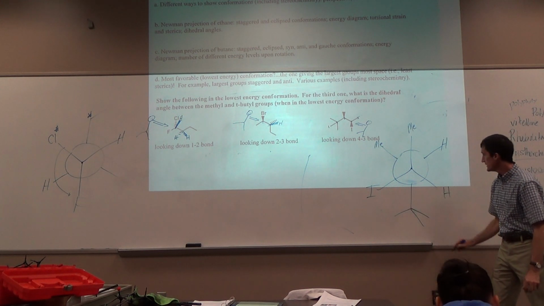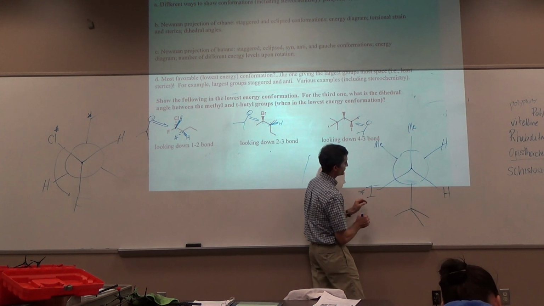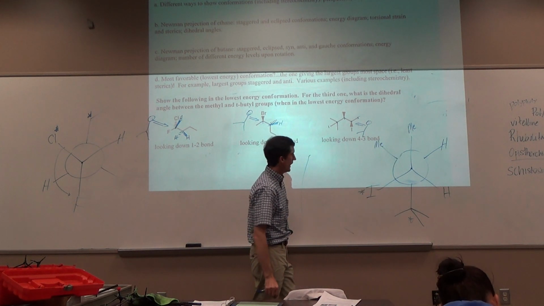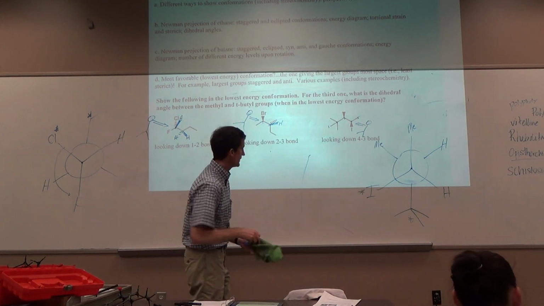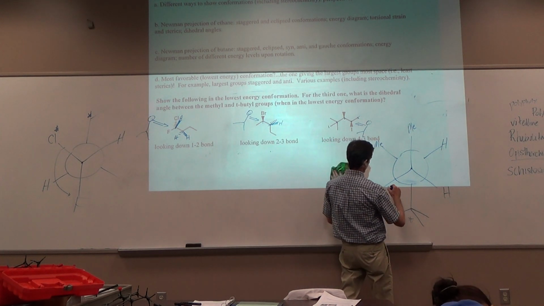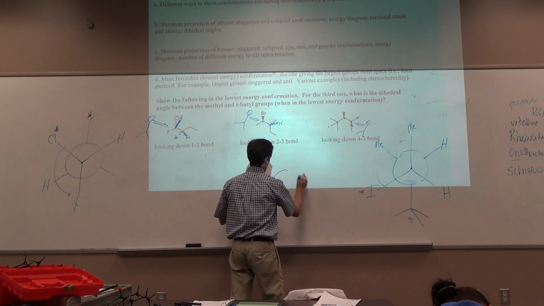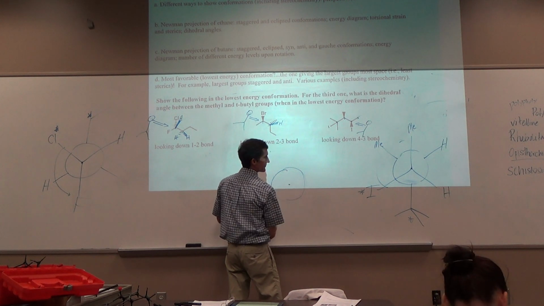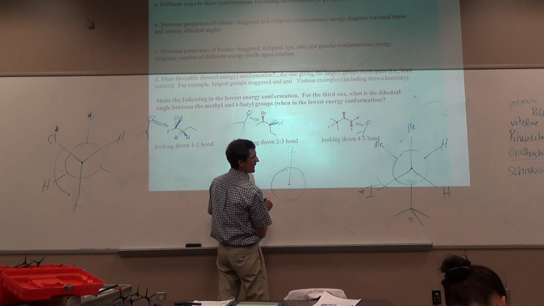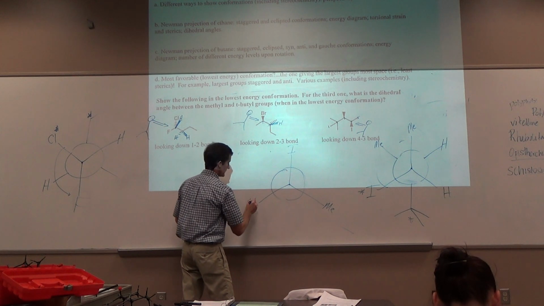Is that the best? What's the biggest group on the front carbon? What's the biggest group on the back carbon? T-butyl. Make these anti. You want to rotate the front or the back? It doesn't matter. I'll rotate the front. I'm going to rotate the iodine up here. So I'm rotating. The iodine is going to move up here. That methyl is going to go here. H is going to come here.